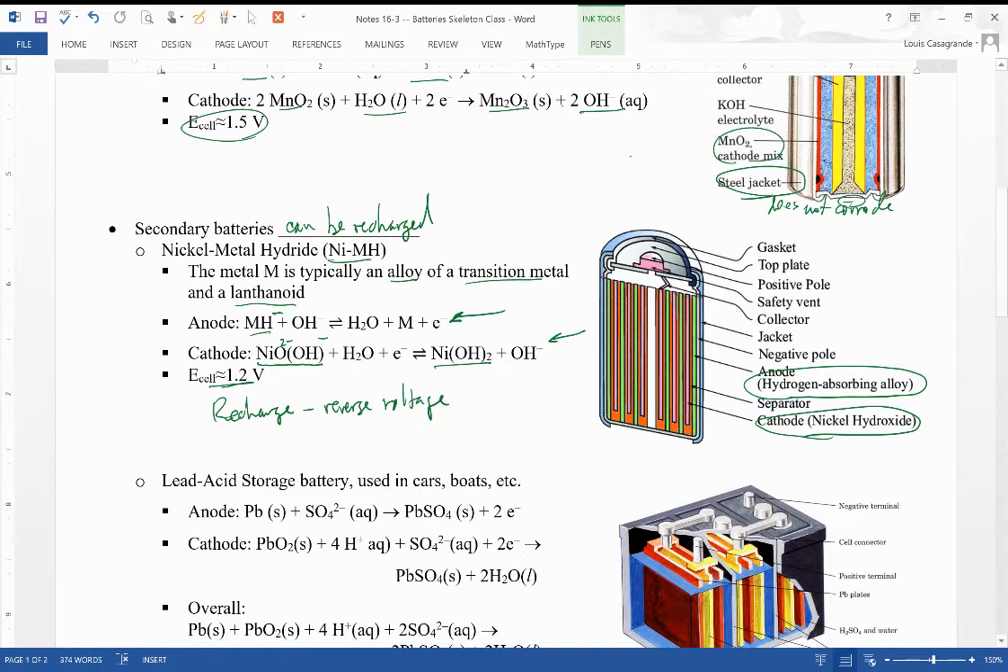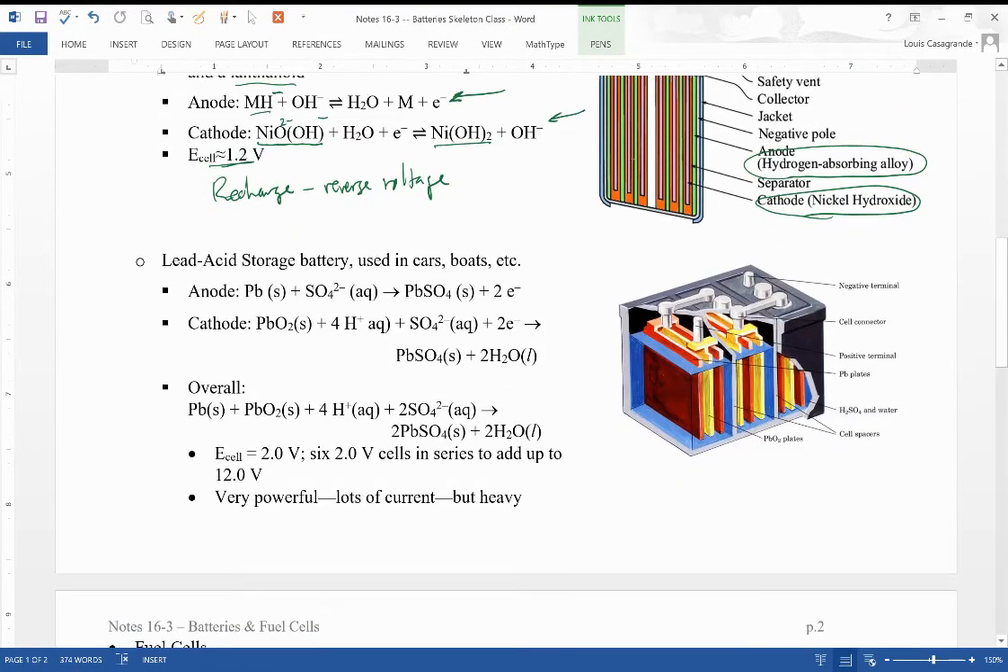One of the most prevalent secondary cells is the lead acid storage battery, which is used in cars and boats and planes, any place where you need a lot of power. We'll talk about that in a moment. These are probably the closest to the original electrochemical cells because they do contain an electrolyte. They contain a liquid electrolyte, and that liquid electrolyte is actually sulfuric acid, H2SO4.